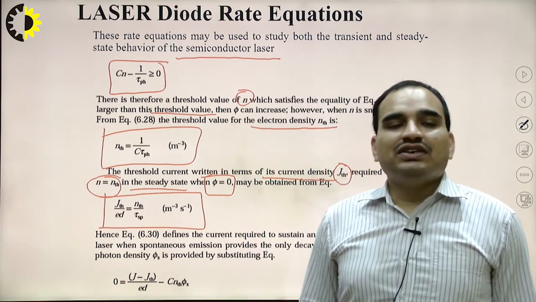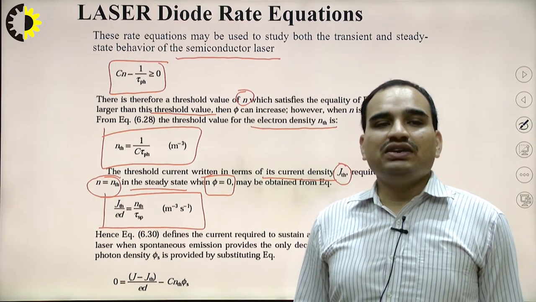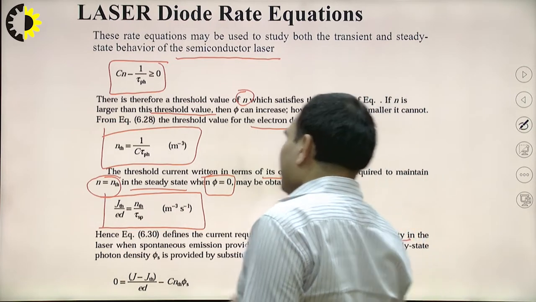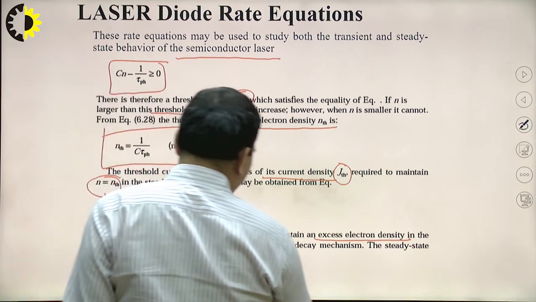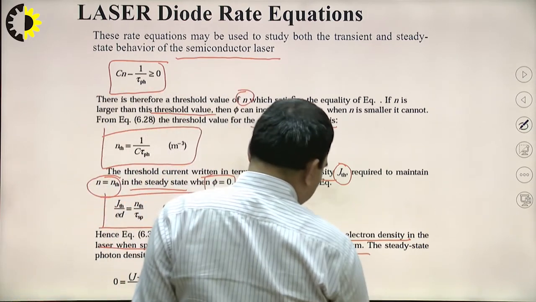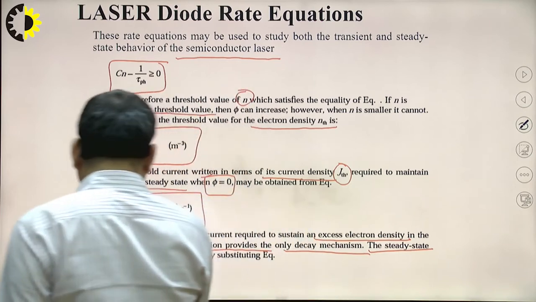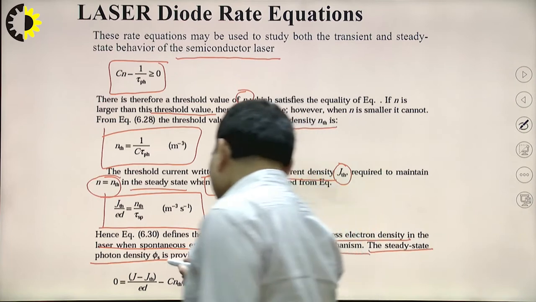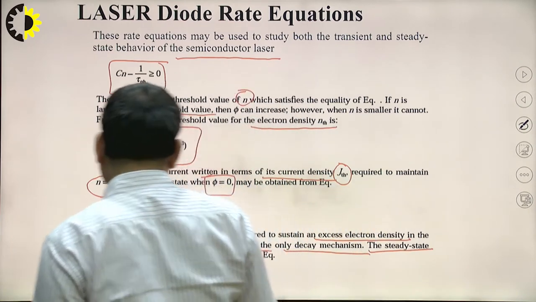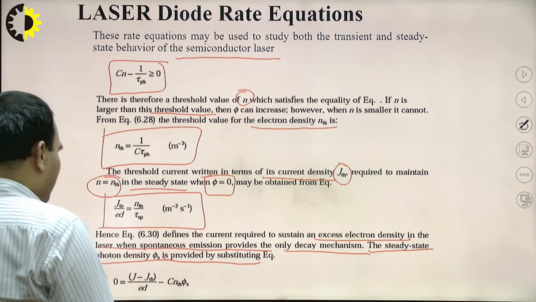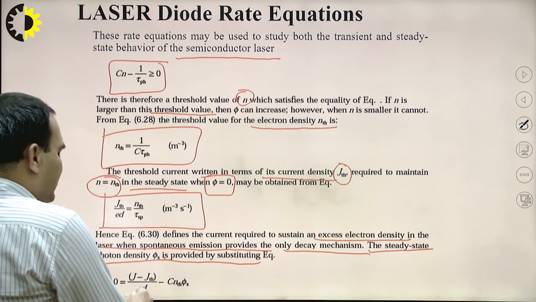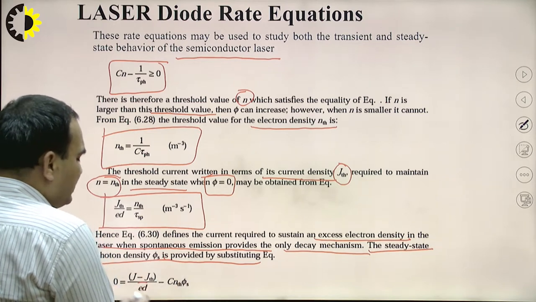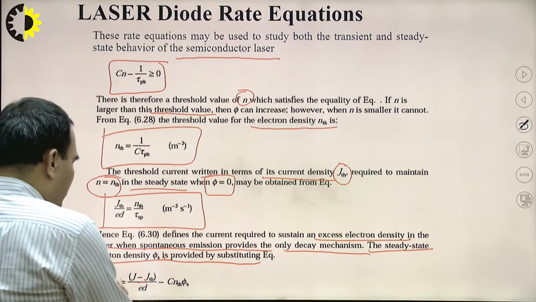Hence, this equation defines the current required to sustain an excess electron density in the laser when spontaneous emission provides the only decay mechanism, and the steady state photon density phi s is provided by substituting into the equation. So, if we substitute the equation, what we get is J minus J th by eD minus C n th phi s equals 0.